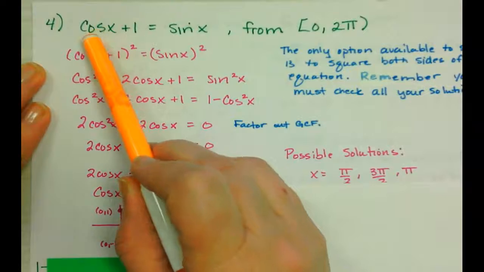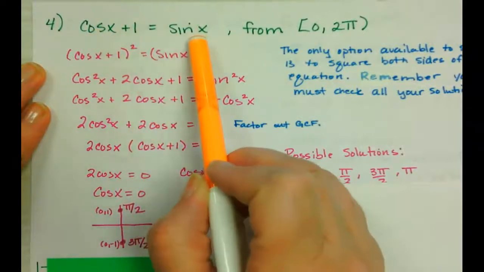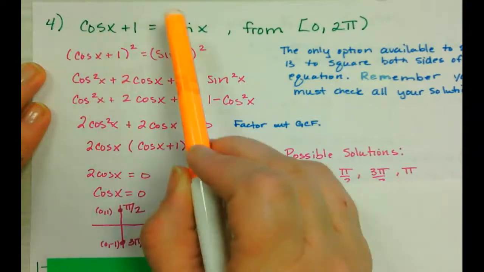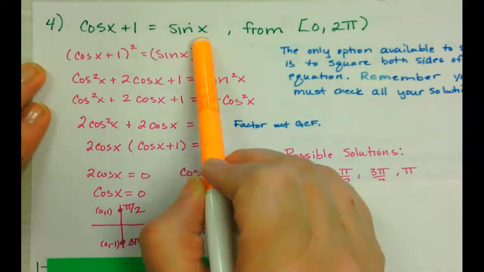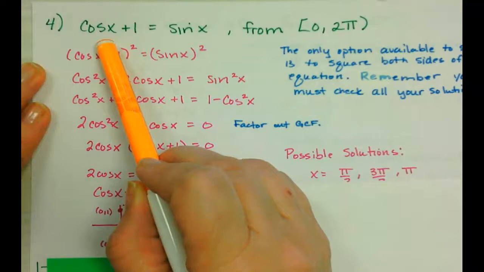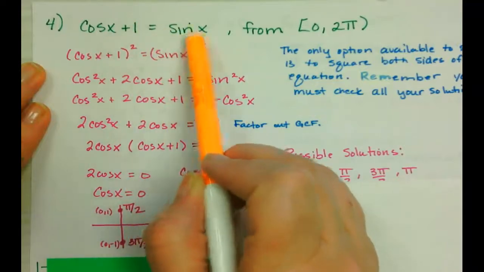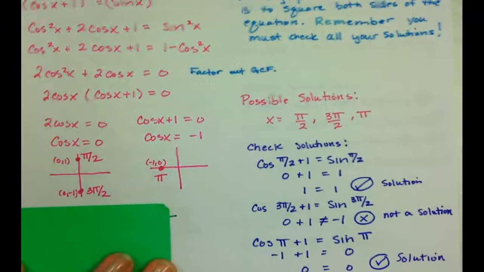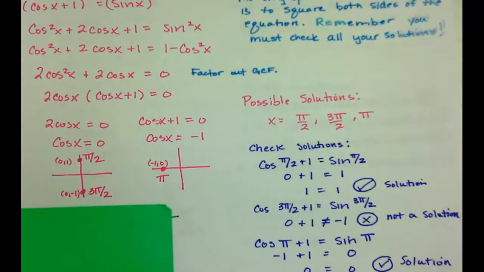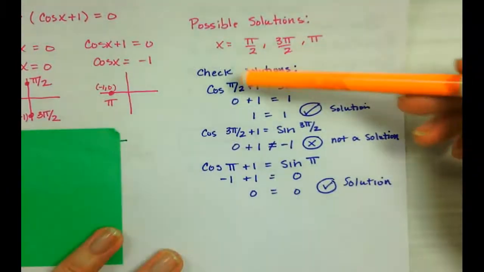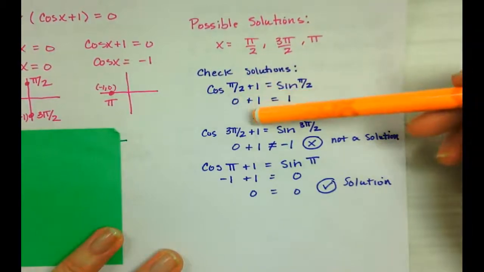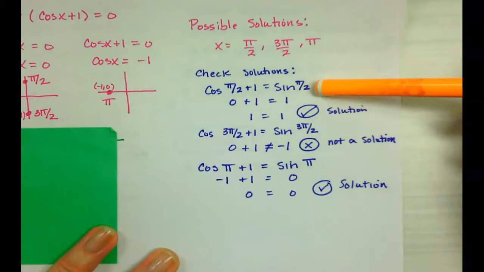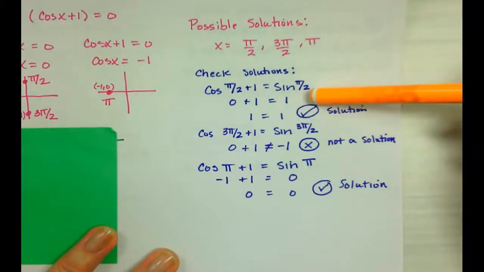So I would find cosine of pi over 2 plus 1, and that should equal sine of pi over 2. And then we would find cosine of 3 pi over 2 plus 1, and that should equal sine of 3 pi over 2. And then I would find cosine of pi plus 1, and that should equal sine of pi. So I go through all of those possibilities. And so when I'm checking all these possibilities, I find that cosine of pi over 2 is 0, plus 1 is 1, sine of pi over 2 is 1, so they are equal. So pi over 2 is a solution. Not just a possible, but an actual solution.